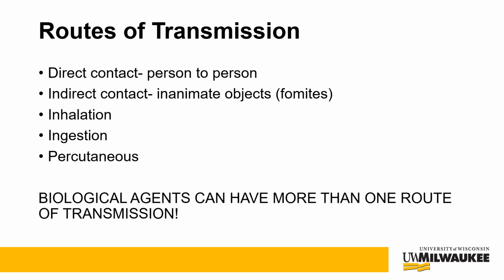Biological agents can have more than one route of transmission, and some are accidental infectious agents in that they don't normally cause disease in humans until they are introduced through unusual means. This is important to assess prior to doing work with any kind of infectious agents.